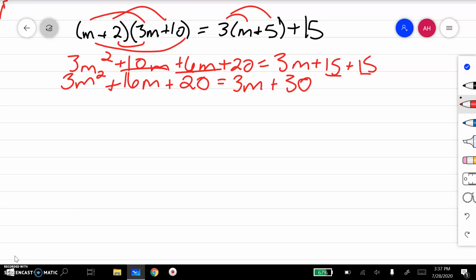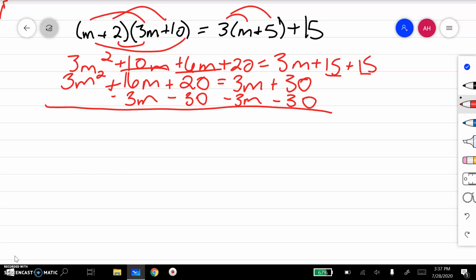to get 30. Now, remember that when you have an equation that has a square or an exponent of 2, you need to get everything on one side to set it equal to 0. So I'm going to subtract 3m on both sides and subtract 30. So we have 3m squared plus 13m minus 10 equals 0.